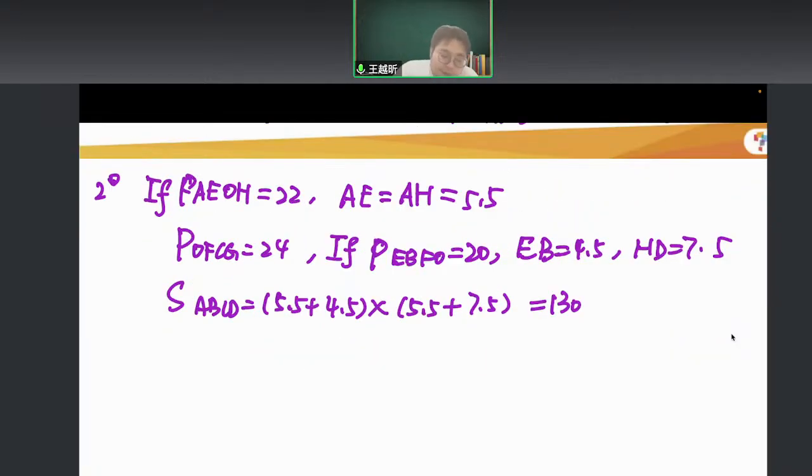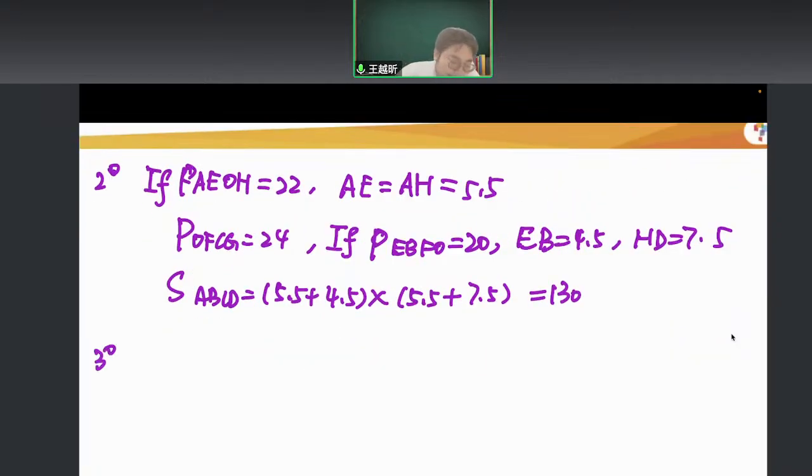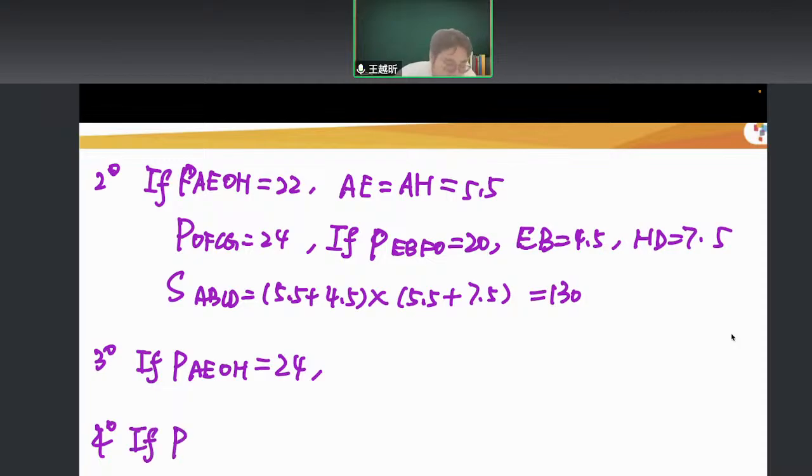Also, you need to think about the third one. If P of AEOH equals to 24, and also the fourth type, if P of AEOH equals to 26, and so on. You need to think about it twice.